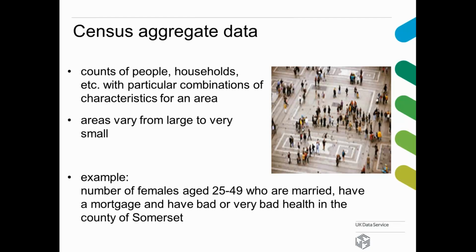Now, the first type of census data is aggregate data, so we know that these are counts of people or households, and these are the groups that have particular combinations and characteristics for an area. For example, you could isolate the number of females aged between 25 and 49 who are married, have a mortgage, and record themselves as having bad or very bad health in the county of Somerset. So you can see that you can get very, very detailed and specific with the populations you can look at.